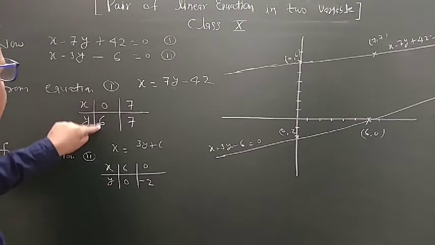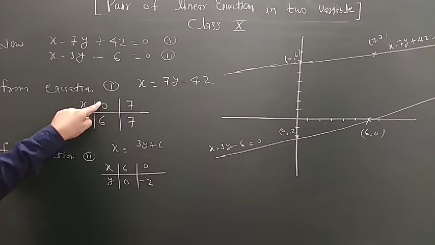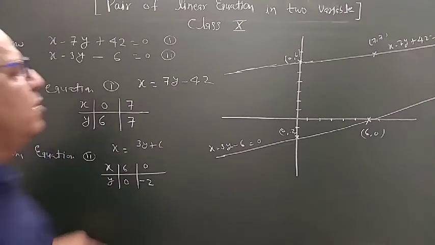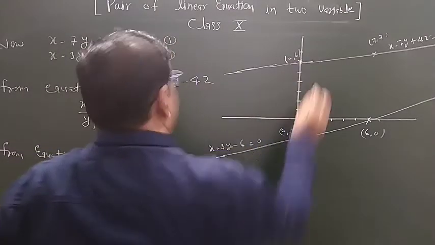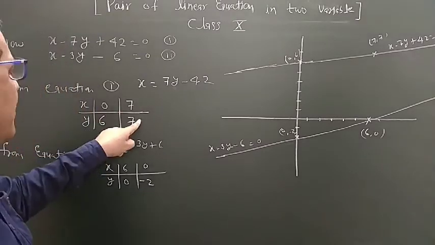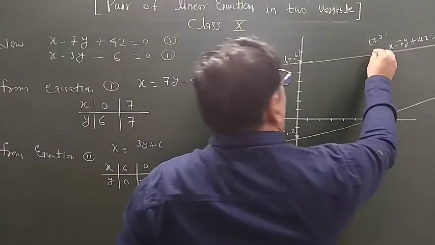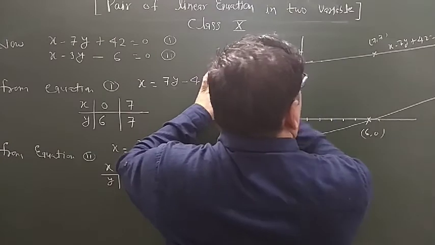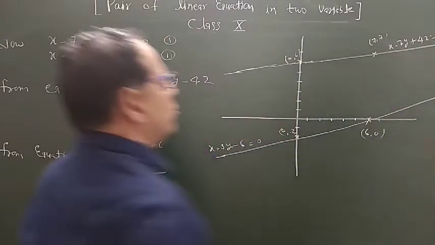This point lies on the y-axis, so this is the point 0, 6 and the second point is 7, 7, so this point is 7, 7. Join these 2 points, we get a line x minus 7y plus 42 equal to 0.